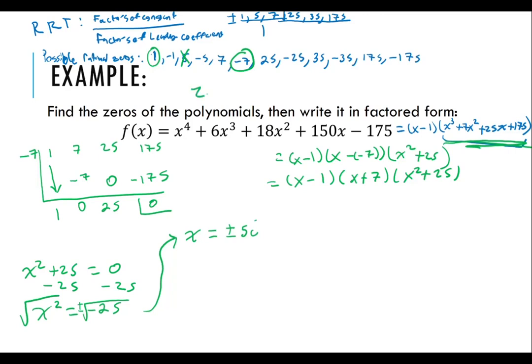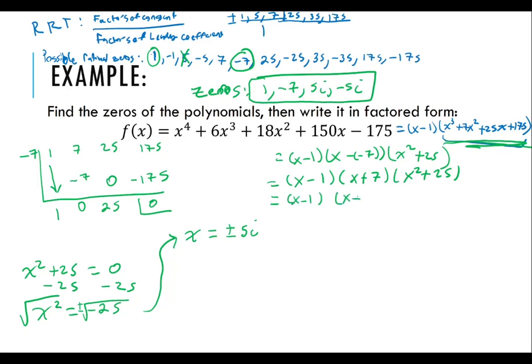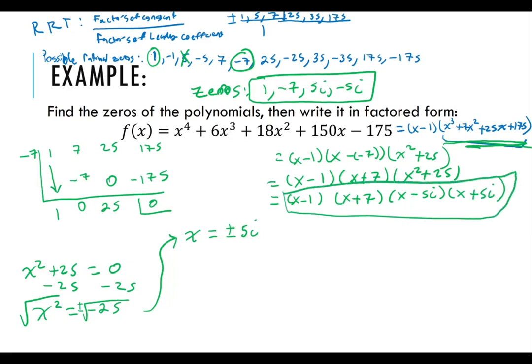So now I have all of my zeros. All of them. They are 1, negative 7, positive 5i, negative 5i. Notice that we didn't have to do anything weird because the complex conjugate pairs just pop out of our quadratic. So then if I want this in complete linear factors, that is x minus 1 times x plus 7 times x minus 5i times x minus negative 5i, which is really x plus 5i. And so now I have it completely factored into linear factors, and I found all the zeros.